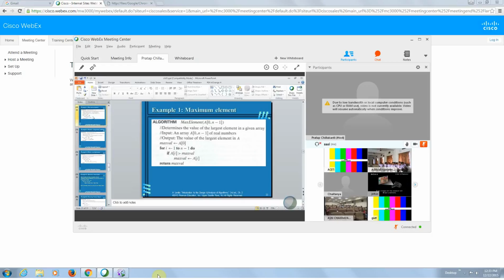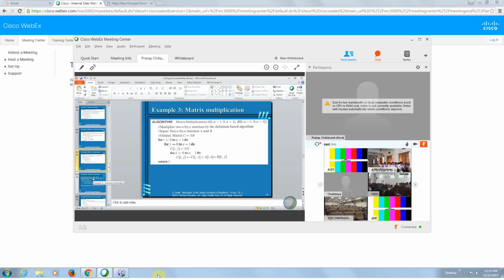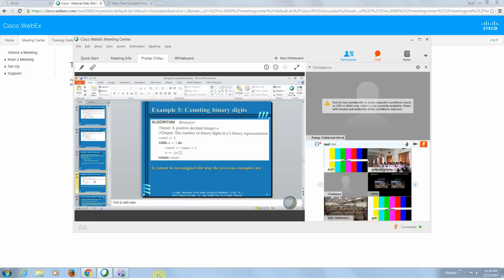So example 1 is you're finding the maximum element. Example 2 is if they're all unique, okay? Example 3, matrix multiplication. Multiple loops, right? I don't even know Gaussian elimination, so I will skip that. I'll skip it because I forgot all my math. Let me be honest with you. I can barely do algebra, you know.